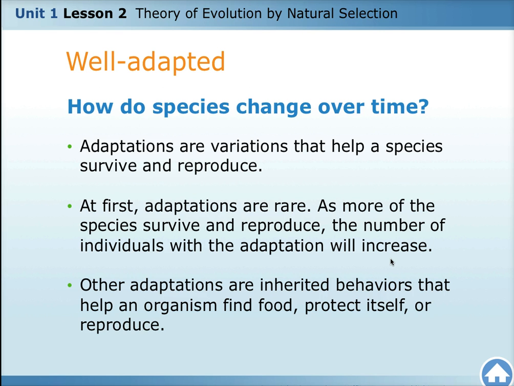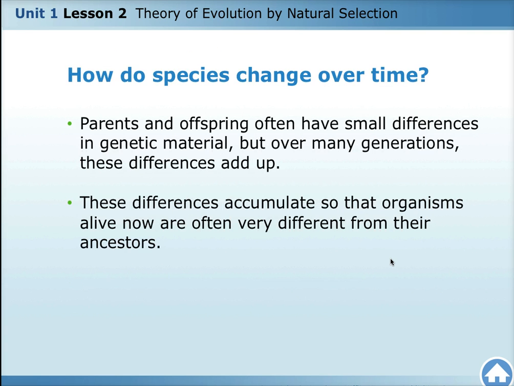So how do species change over time? If you're following with me, I'm on page 22 in your textbook. Adaptations are variations that help a species survive and reproduce. At first, adaptations are rare. As more of the species survive and reproduce, the number of individuals with the adaptation will increase. Other adaptations are inherited behaviors that help an organism find food, protect itself, or reproduce. Parents and offspring often have small differences in genetic material, but over many generations, these differences add up. These differences accumulate so that organisms alive now are often very different from their ancestors.